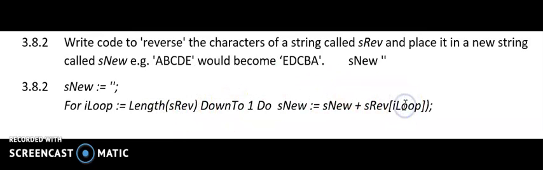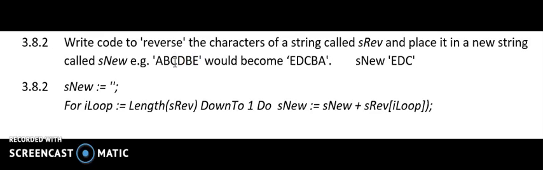So that'll start with 5, then it'll become 4. So it'll take the 5th character, then the 4th character, the 3rd character, and each time add it on to the end of the string. The first time it'll take the 5th character out, which is the E. Then it'll take the 4th character out, which is the D. Then the 3rd character, which is the C. And then the 2nd character, which is the B. And then it'll take the last character out, which is the A. So that effectively reverses it.